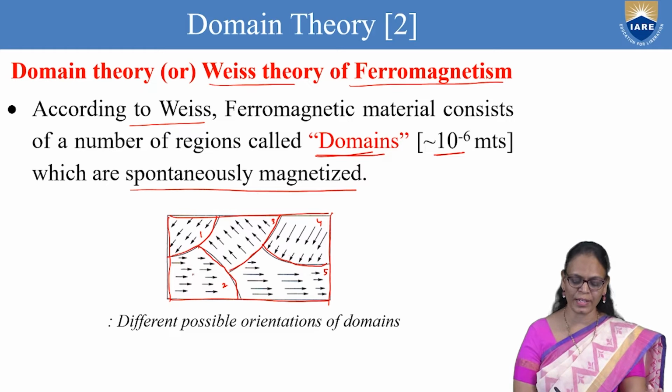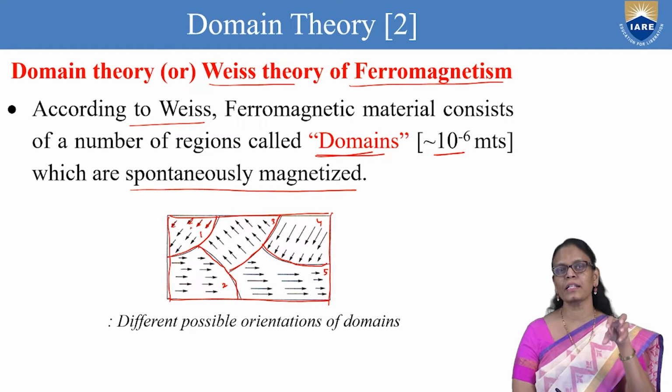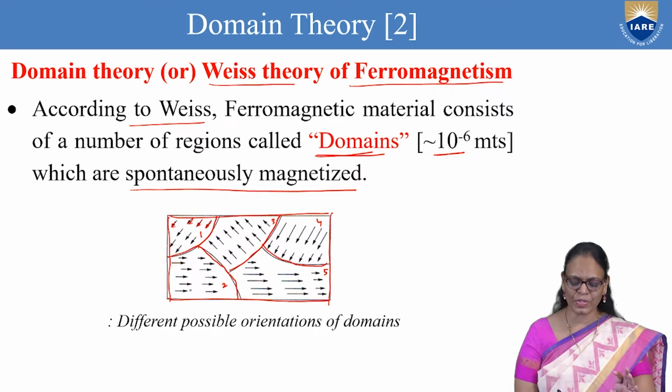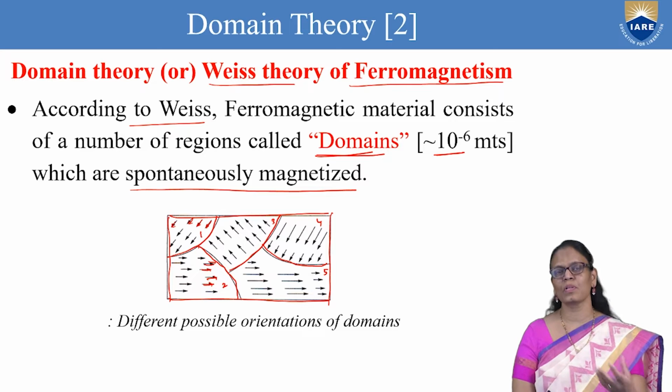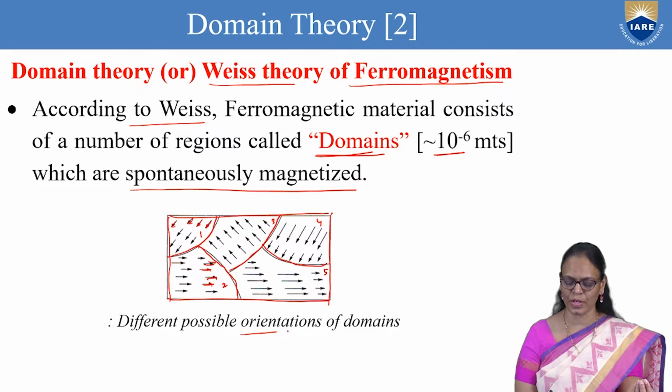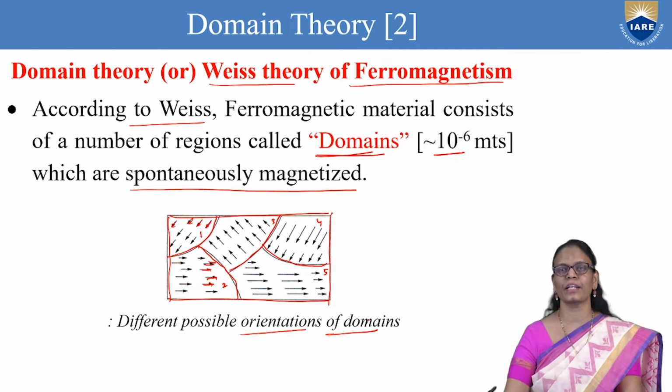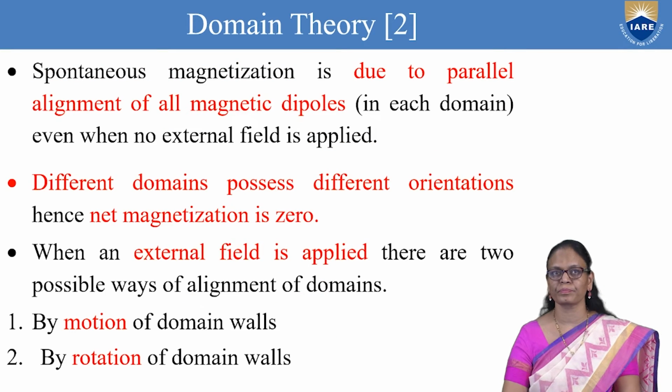When you consider each domain, you see all the dipoles are oriented in a particular direction, the same direction inside the domain. And if you see the second domain also, all of them are oriented in the same direction. Like that, in any domain you take, all the dipoles are oriented in the same direction. That is what we have to understand about the orientation of domains.